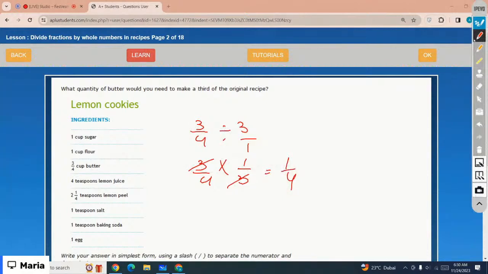If you think logically, 3 by 4 means you have a cup. 3 portions are filled of the cup, right? You have to divide it by 3. So you are left with just one portion in the cup. So that would be 1 of the fourth, right? So the correct option is 1 over 4.